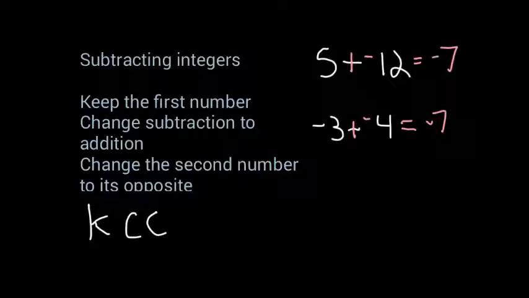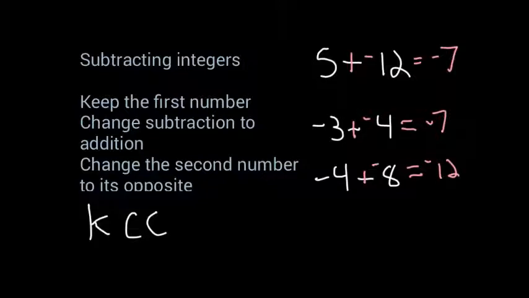So let's say we have negative 4 minus 8. Keep the negative 4, change subtraction to addition, change 8 to its opposite. So now I have negative 4 plus negative 8. And that's going to give me 4 plus 8 is 12. Signs are the same, so my answer is negative 12. We'll do one more.